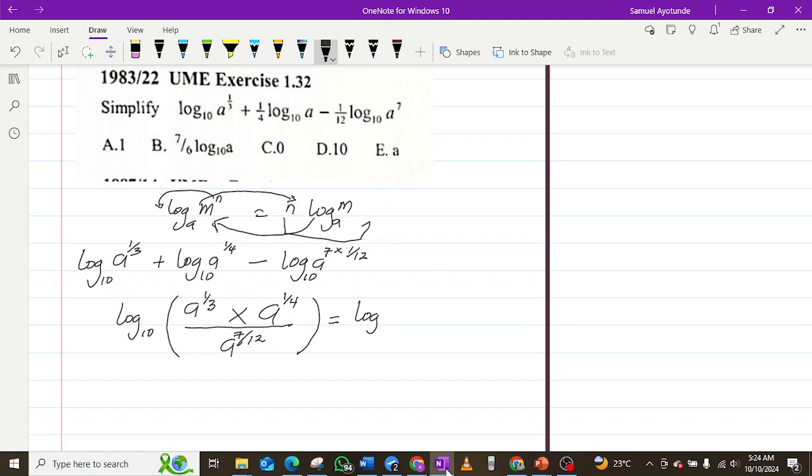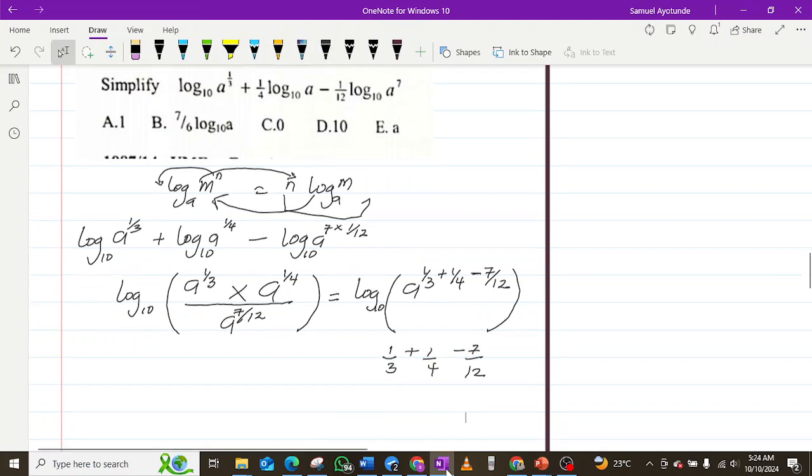So we have log, open brackets, we have base 10, a to the power of 1 over 3 plus 1 over 4. The power can be added when we have multiplication as far as the bases are the same. And the power can be subtracted when we have division, minus 7 over 12. So, close the brackets. So I want to simplify 1 over 3 plus 1 over 4 minus 7 over 12.